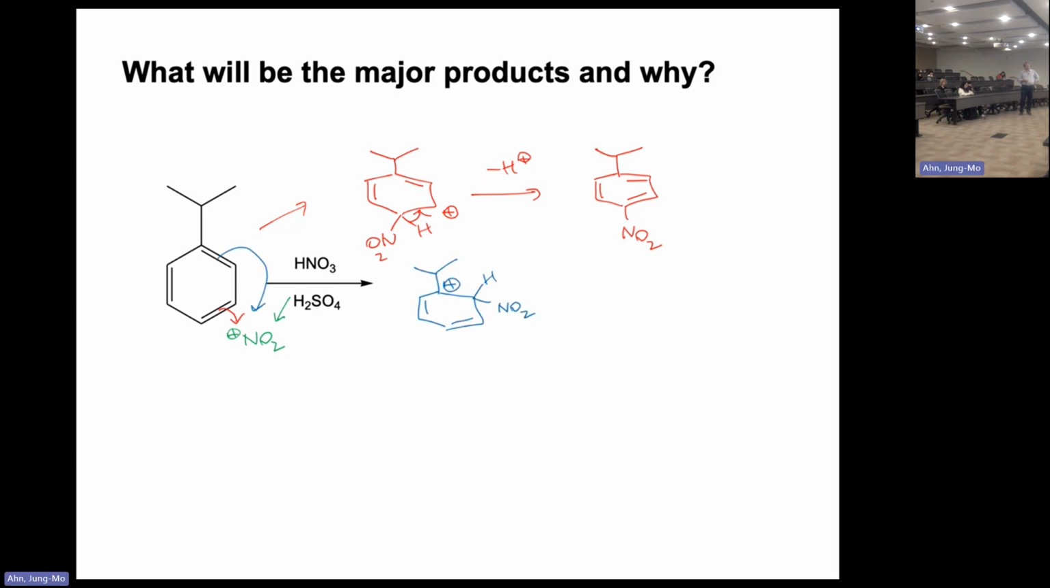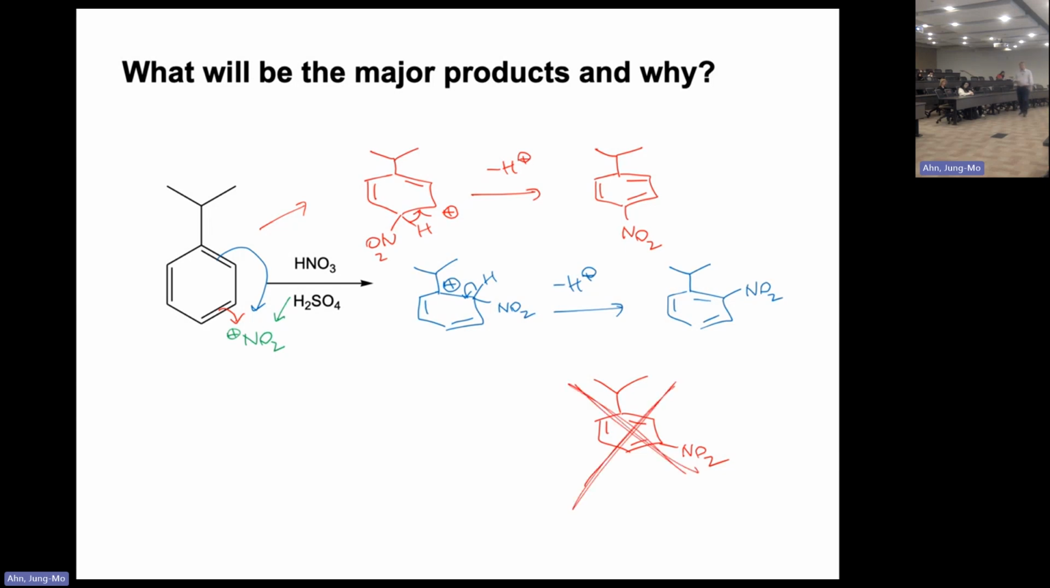It also can happen on the ortho positions, and then it really makes that sigma complex, and then the proton goes away, and you get the ortho substitution. These two will be the major products. You may expect that maybe it can go to the meta position, but it won't happen.